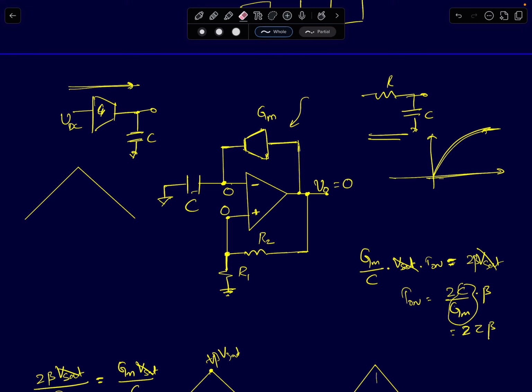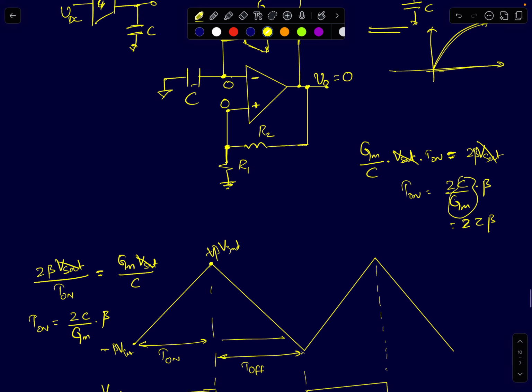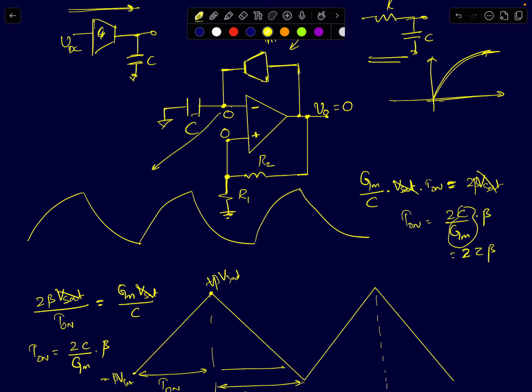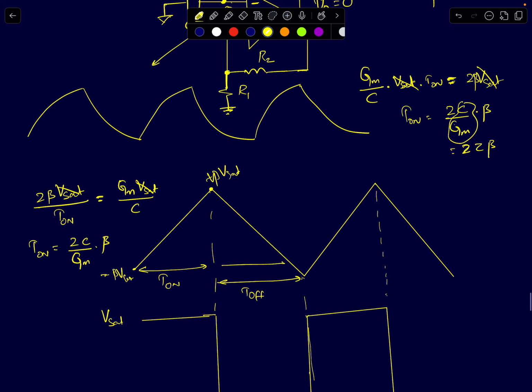So it will actually behave like the same Astable multivibrator circuit as well. The only difference is that previously this node V minus was actually oscillating between plus Vsat and minus Vsat, going through an exponential charging and discharging. Okay, now instead of an exponential charging and discharging, it will be a linear ramp. It will go from minus beta Vsat to plus beta Vsat.